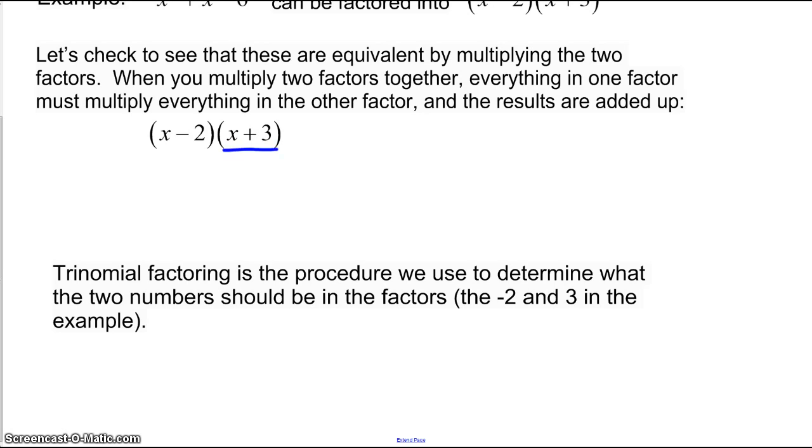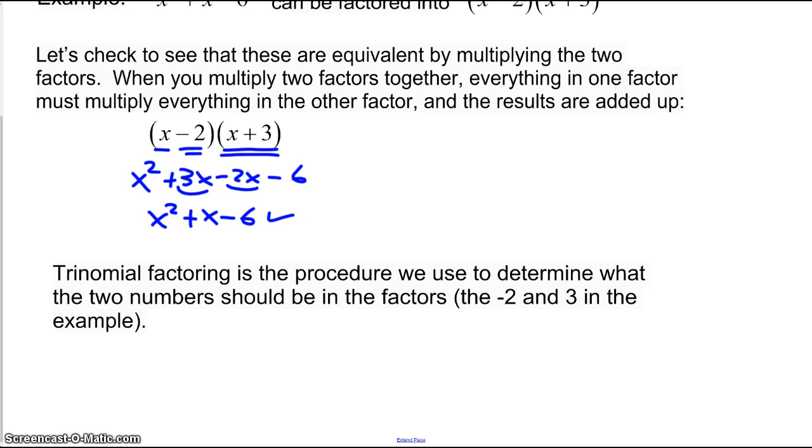Everything in this side, the x plus 3, we would have to multiply by x first. So we would get x times x, which is x squared, plus x times 3, so plus 3x. And then we multiply everything on the right by the negative 2. So you have negative 2 times x, and then negative 2 times 3, which is negative 6. And then you can combine those like terms. You have x squared, positive 3x's minus 2x's leaves 1x minus 6, and that actually is the same as what we started with, x squared plus x minus 6.